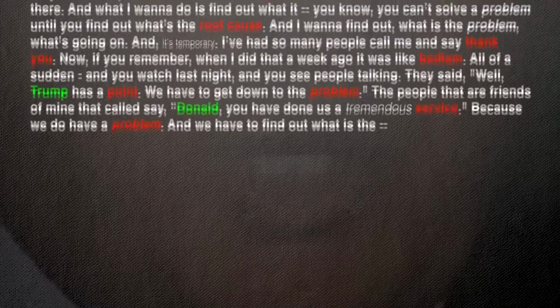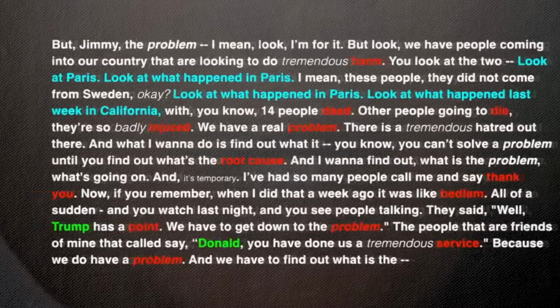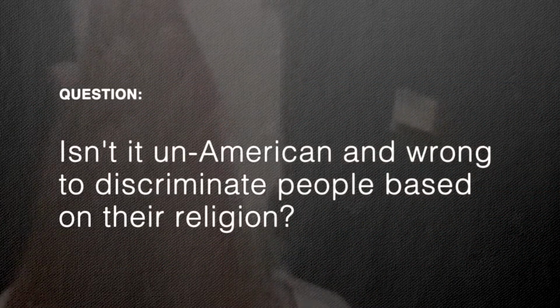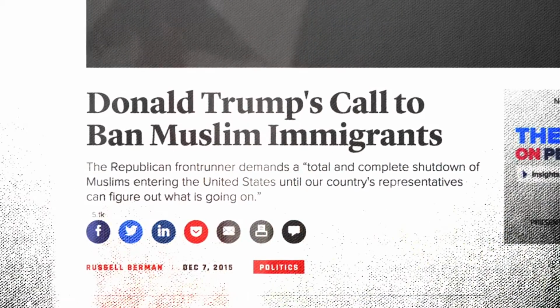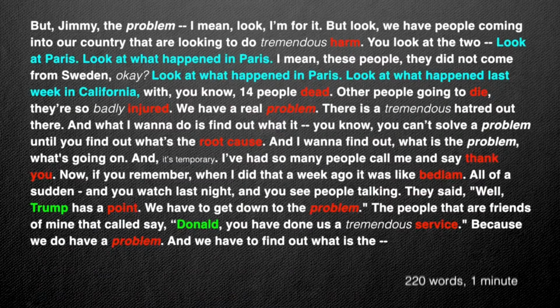So I thought it would be illuminating to look at a Trump answer to a simple question. In this case, Jimmy Kimmel asking Trump whether or not it's wrong to discriminate against people based on their religion, referring to Trump's proposal to temporarily ban all Muslims from entering the United States. This 220-word, exactly one-minute answer displays, I think, a range of the things that Trump uses all the time in his speech. The first thing to note is how simple this language is.